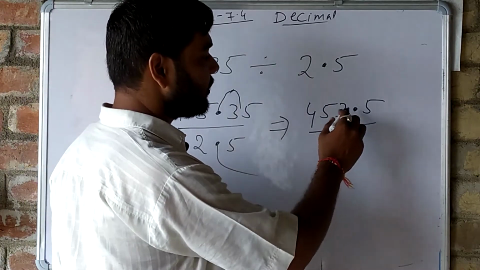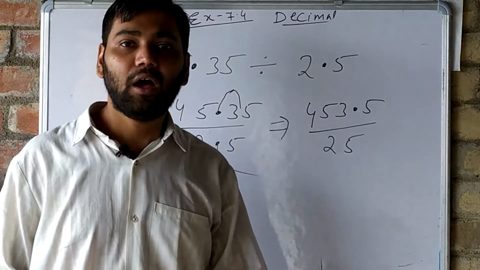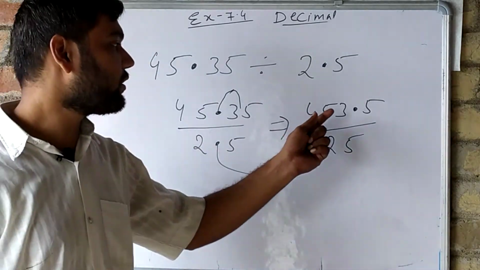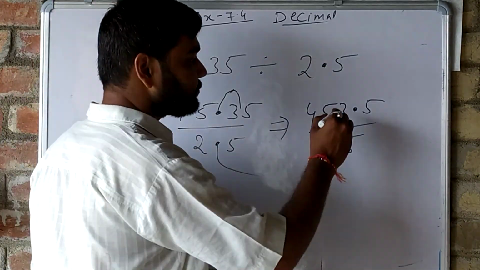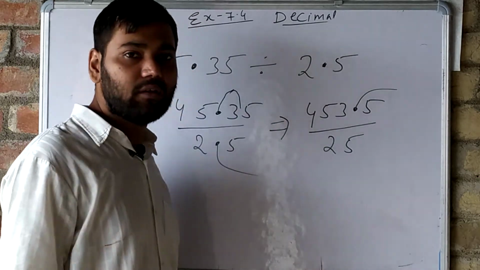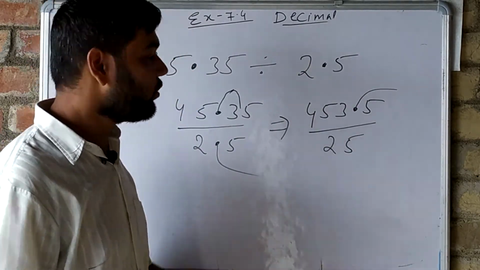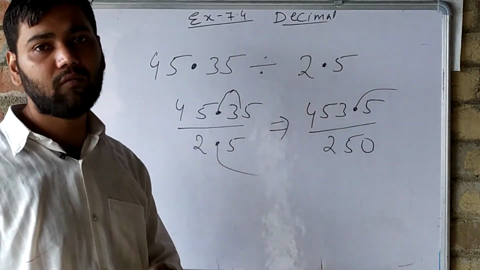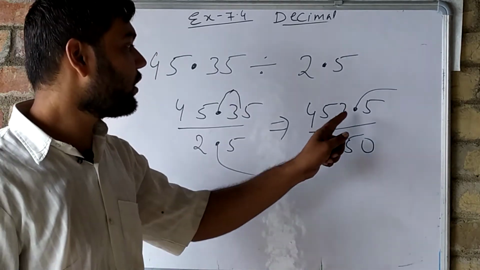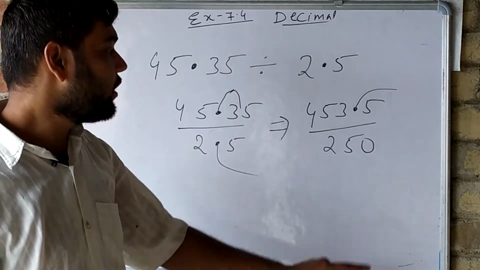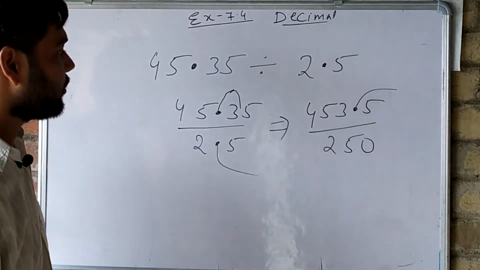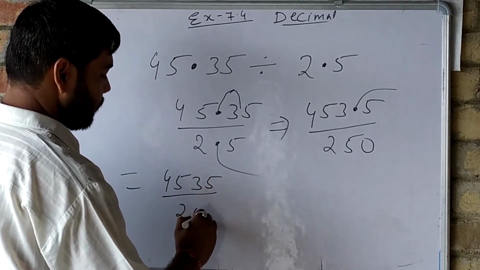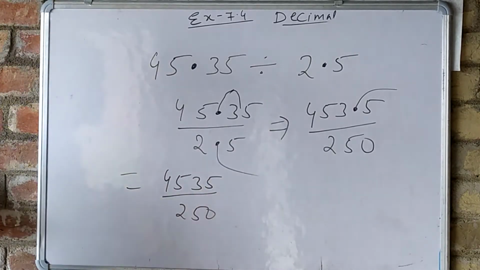Now here we will have a decimal, and because of this decimal a little bit of a problem is being created. It is becoming tougher. So we will try to remove this decimal also. If we shift it one place, at the denominator we have to place a 0. Why? Because now in the denominator we will have no decimal place. So if we remove a decimal from the numerator, we will have to place a 0. Now it is converted to 4535 upon 250.